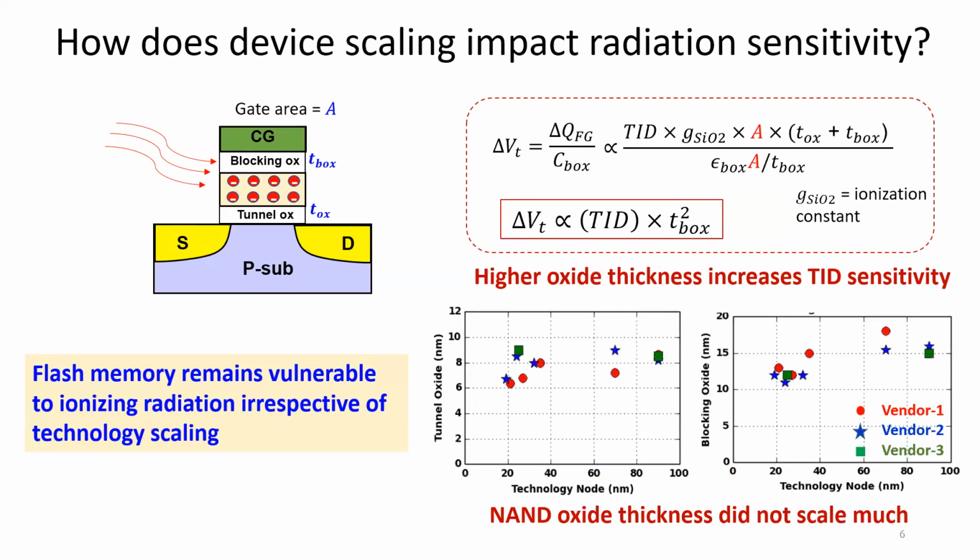Unfortunately for flash, the oxide thickness did not scale. Both the tunnel oxide and blocking oxide remain more than 10 nanometers across the technology nodes, mainly because of data retention considerations. Because flash is supposed to retain data for 10 years, those oxides are pretty thick, but at the same time, those thick oxides make flash cells more sensitive to radiation. So the bottom line here is that no matter whether it's 2D NAND or 3D NAND or whichever technology node, flash remains very sensitive to radiation.